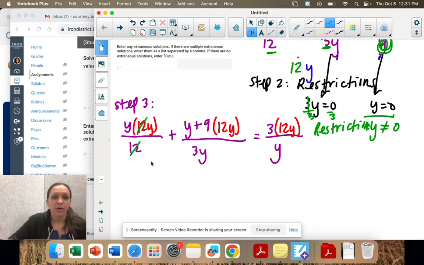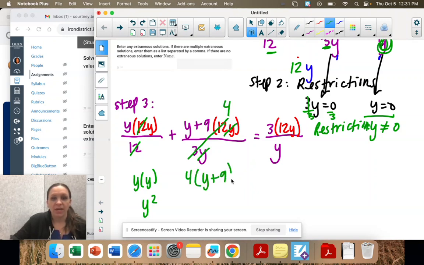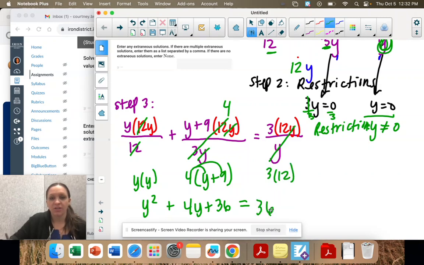So 12 and 12 cancel out, and we're left with y times y, which is y squared. Here, like I said before, the y's go away, but 12 divided by 3 is 4. So I have 4 times y plus 9, which is 4y plus 36, equals, here the y's go away. I'm left with 3 times 12, which is 36.